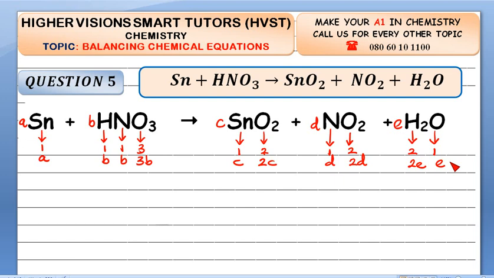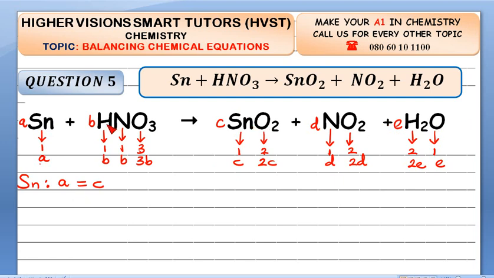So we go ahead to balance. We pick those elements one after the other. I'm starting with tin, Sn. How many atoms of tin are present here? That's A. Any other tin on the reactant side? None. So I write A is equal to, let's go to the product side to look for tin. How many atoms of tin are present? That's C. No other tin atom in the product side, so I'm done with tin.